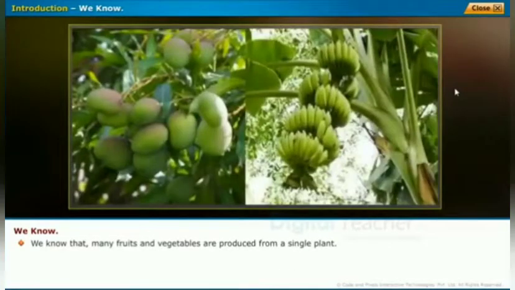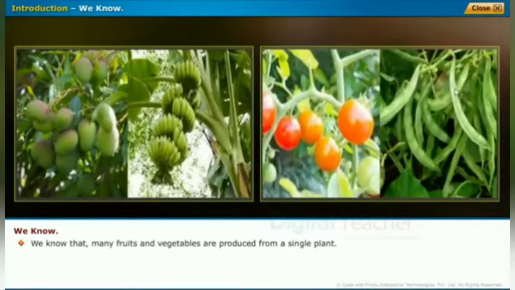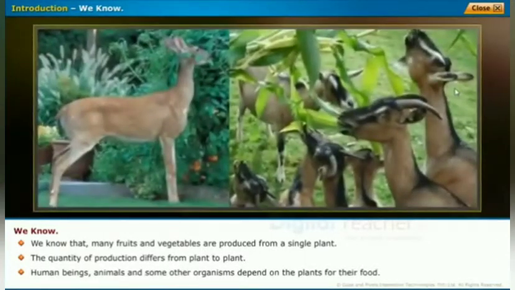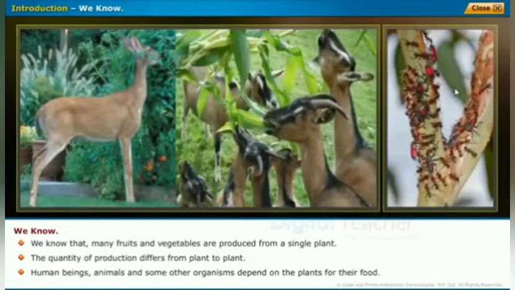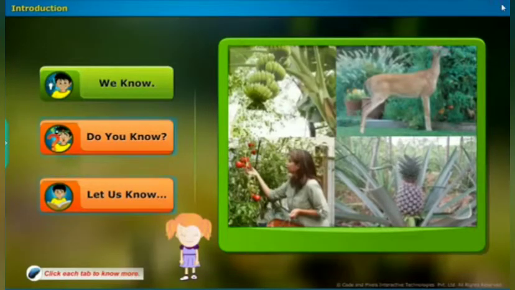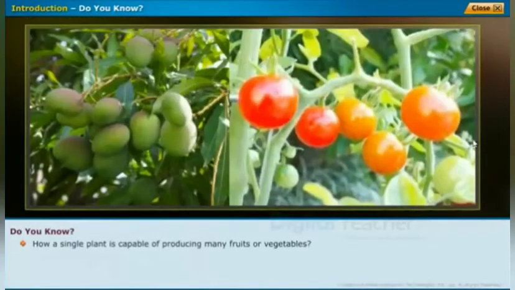We know that many fruits and vegetables are produced from a single plant. The quantity of production differs from plant to plant. Human beings, animals, and some other organisms depend on the plants for their food. Most of the plants require specific environmental conditions to grow. Do you know how a single plant is capable of producing many fruits or vegetables?